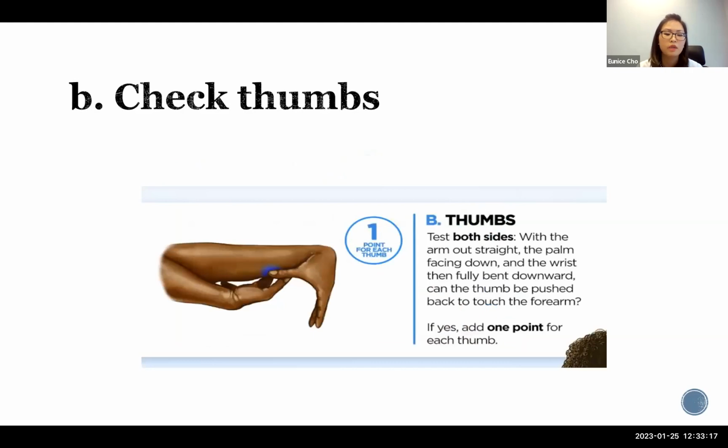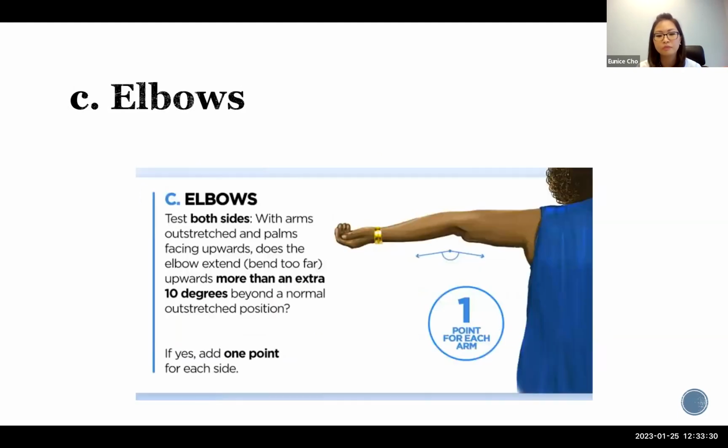And then you have the patient extend their arm and bring their thumb towards their forearm and check to see if the thumb can touch the arm. And if they do, then you get a point. Again, you check for both sides. So you give a point for the left and a point for the right arm.